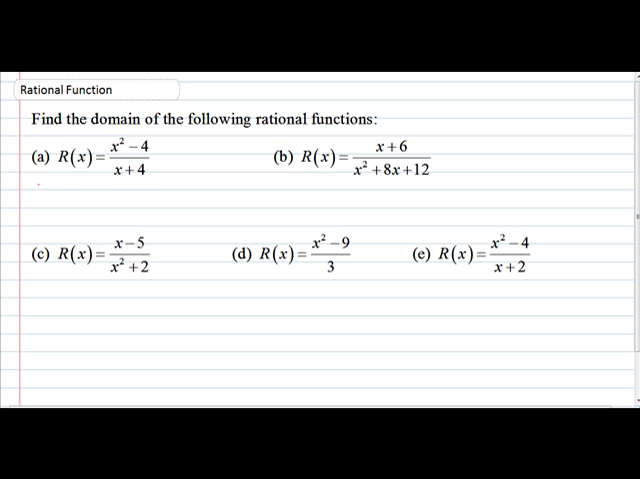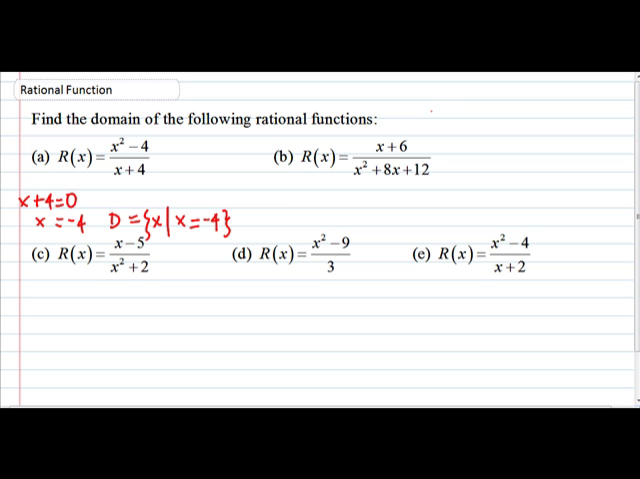Since it's a rational function, to find the domain, we set the denominator equal to 0. So solve for x by subtracting 4 from both sides, x equals -4. That means our domain is the set of all values x such that x cannot equal -4, because when x equals -4, the rational function here is undefined, and the domain means we're looking for all the values for which the function is defined and a real number. So here's our answer.